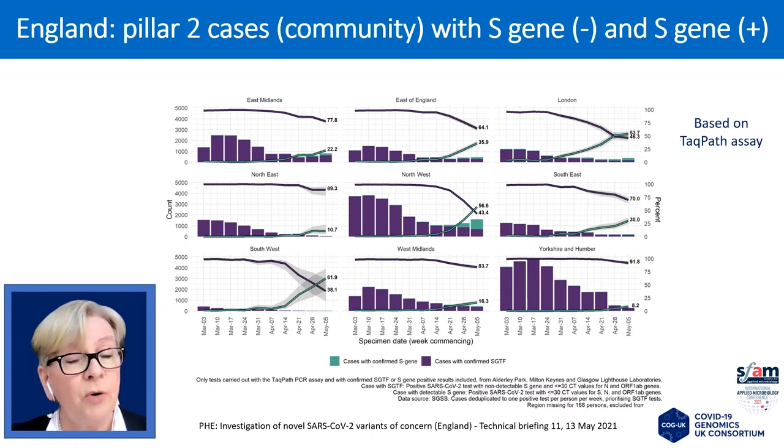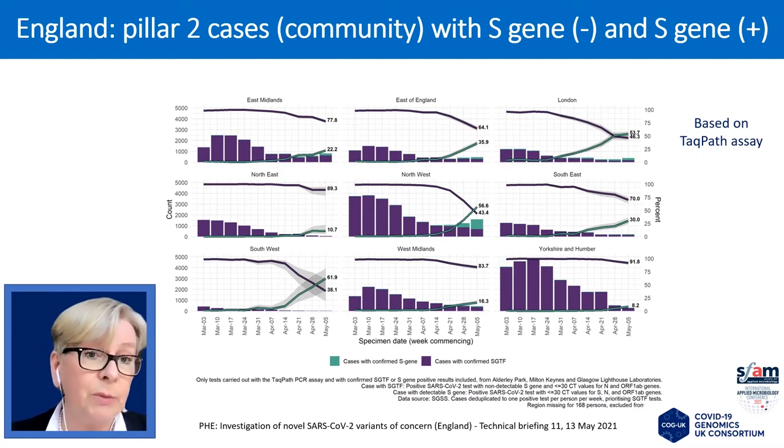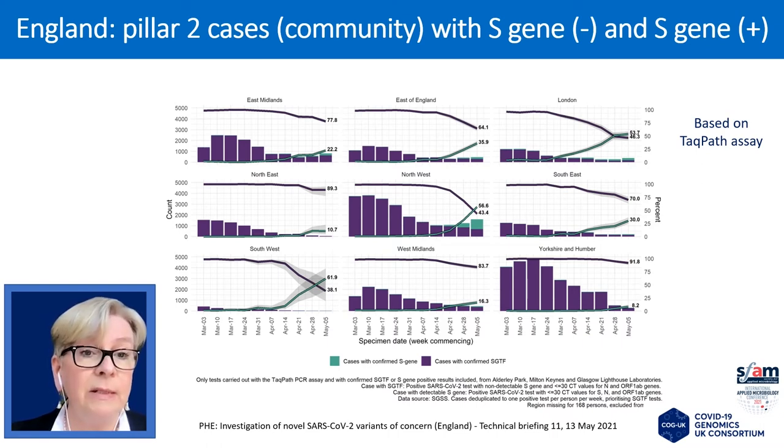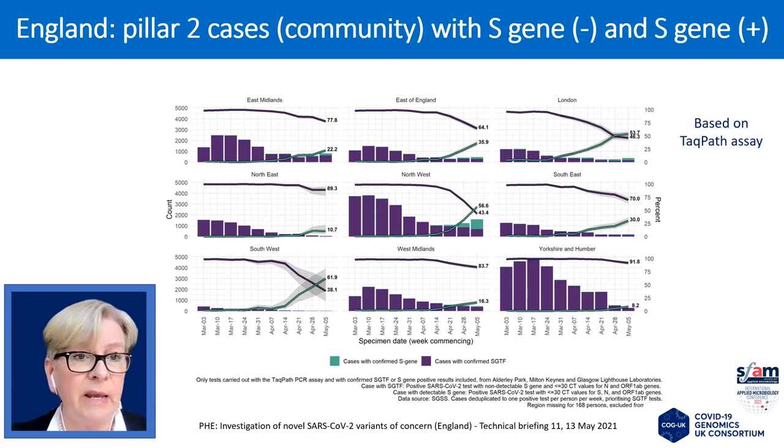Now, this provides a more granular image of what is happening around the country. And what you'll see is that purported 617.2, or at least S gene positive variants that are causing infection in the country, have a marked geographical variation. So, for example, in the Northwest, the S gene positive variants are a more common cause of disease now than S gene negative, which are assumed to be 117. This is not the case everywhere, but certainly in several regions of the country, this is the case. And so this is all consistent with the 617.2 variant becoming widespread and actually replacing the 117 variant.